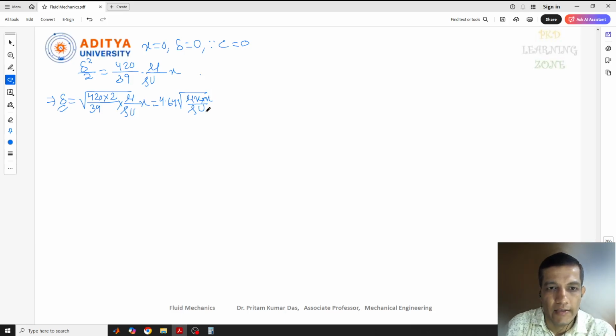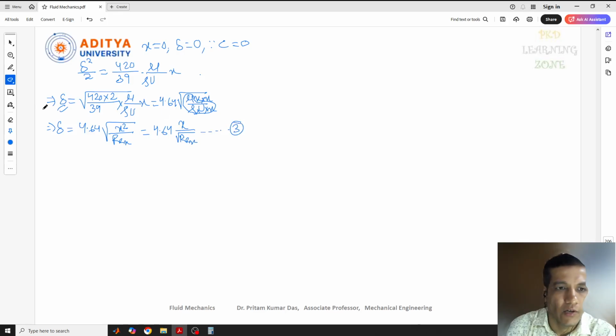So here x is the length, so rho v x or rho u x by mu. This part you can write as a Reynolds number. So again I'll write delta equal to 4.64 times the root of x square by Re x. Similarly, we can solve this one: x by root over Re x, and this is equation number 3. So this is the value of delta, the boundary layer thickness, in terms of the Reynolds number.